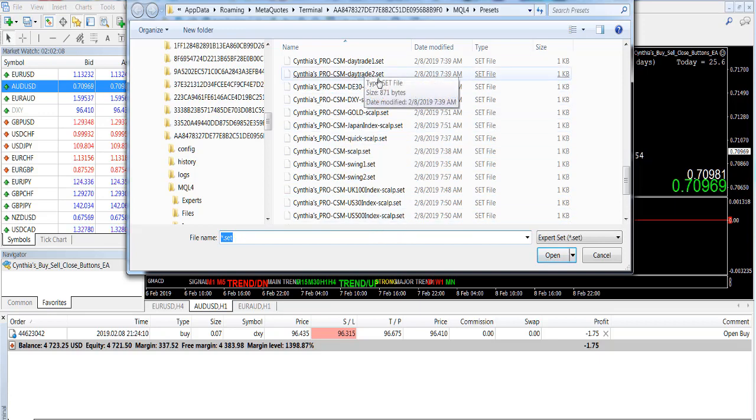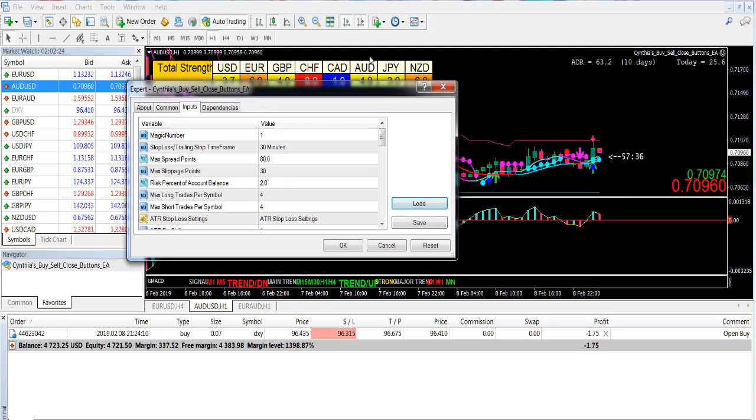So you have to decide what you're trading and how you want to trade. I'm in an AUD USD H1 chart. That's considered a day trade chart, so I could choose day trade 1 or day trade 2. So we'll choose day trade 1, and it loads the inner workings with all of my preset files, all my settings for day trade.